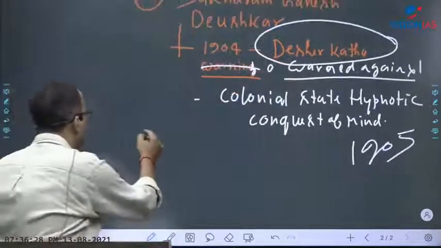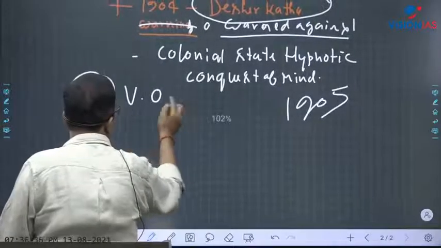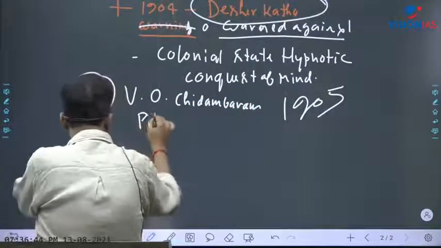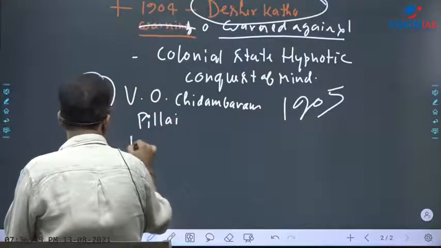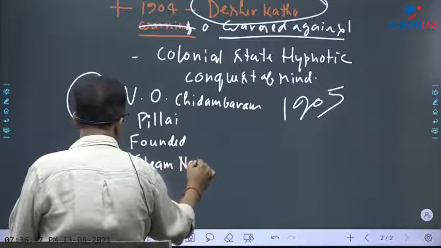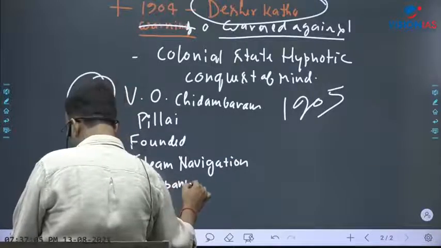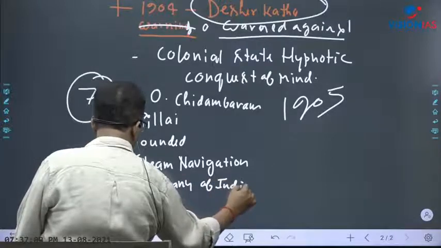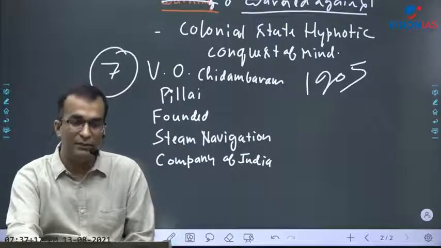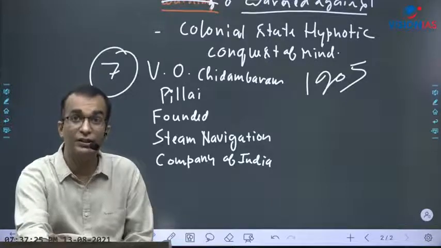Then after this, the last initiative, I think this is the 6th one, so the 7th one which we need to write, you can mention that V.O. Chidambaram Pillai founded Steam Navigation Company of India. So please write, this is the last we are writing. Done? So these were some of the initiatives which were taken at this point of time.